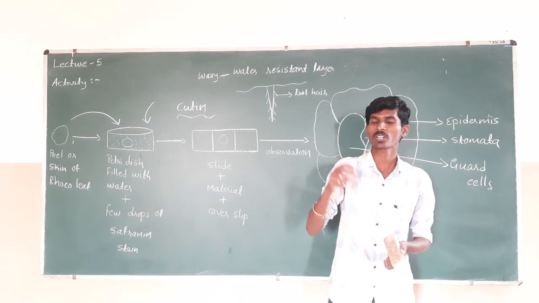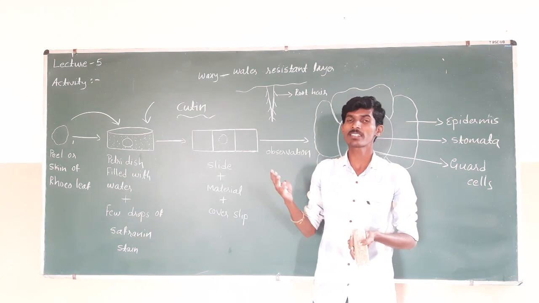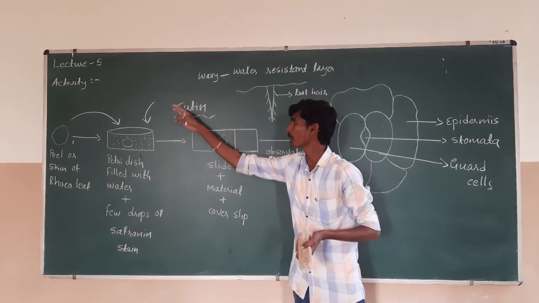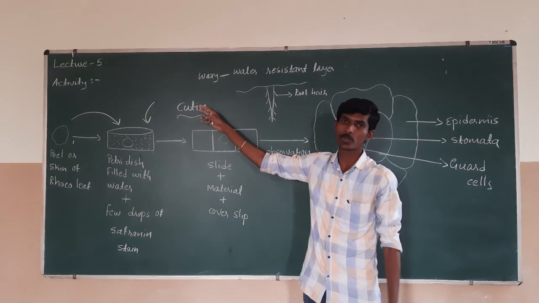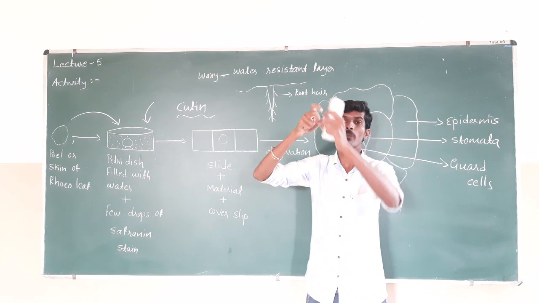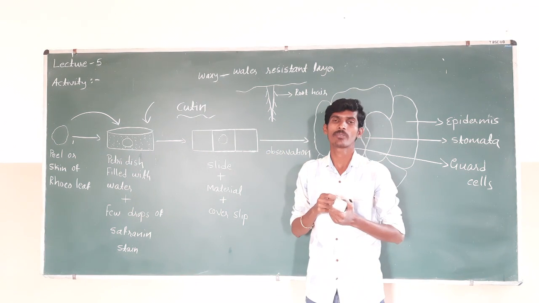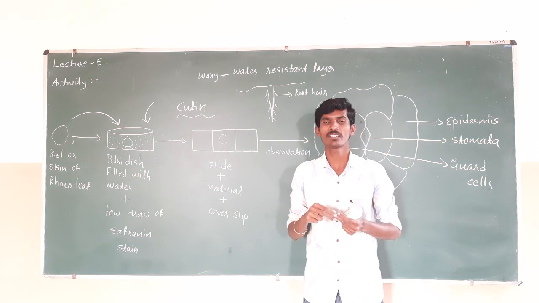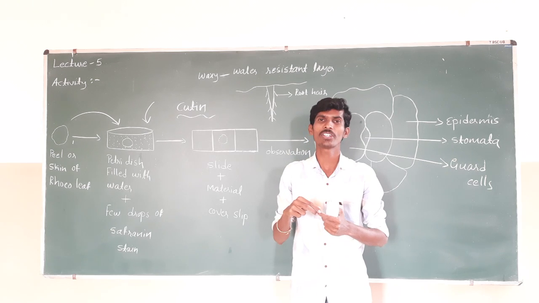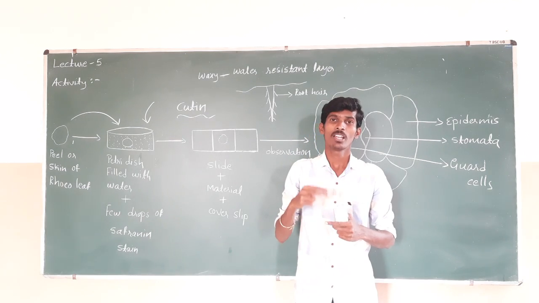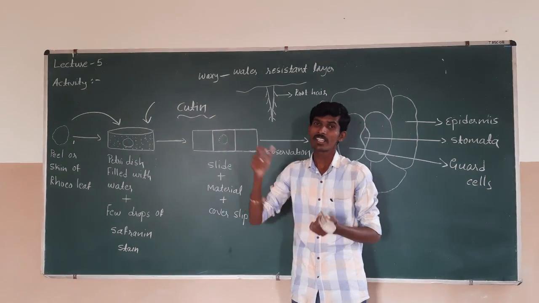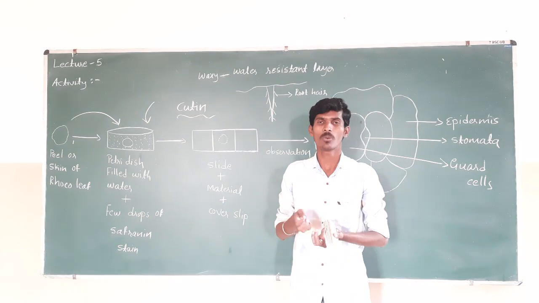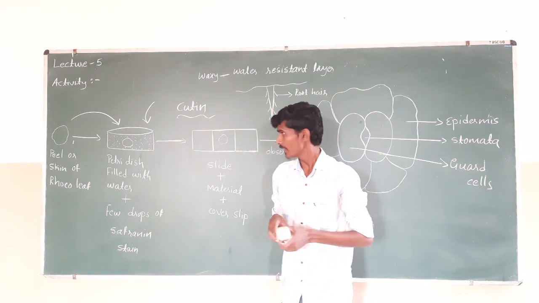Cutin. Okay, some plants grow in the desert. Their epidermis is also covered by a chemical substance called cutin. This cutin prevents the loss of water, because the desert is a very dry condition. In that dry condition, too much water loss takes place. That's why this cutin prevents the loss of water. Okay, next one.